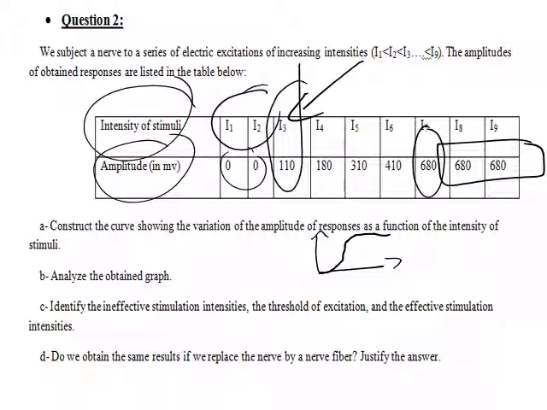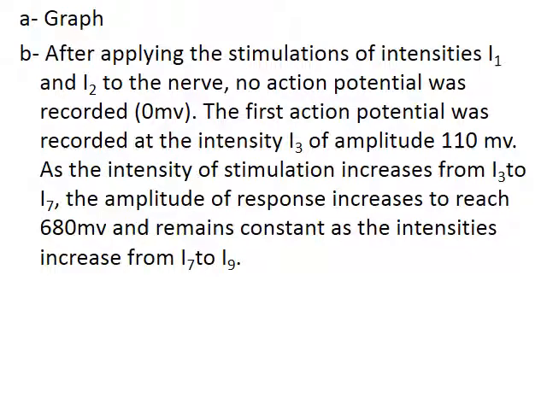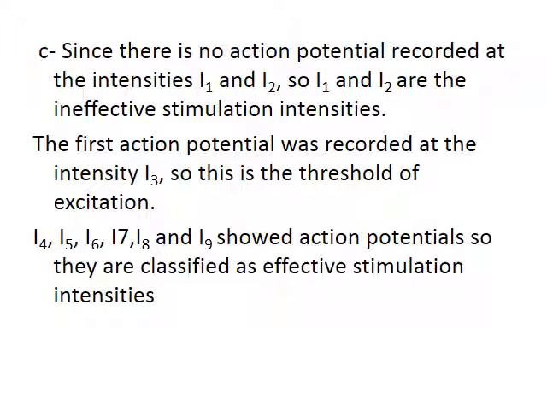Do we obtain the same result if we replace the nerve by a nerve fiber? Justify your answer. First, you have to go to the graph analysis. After applying the stimulations of intensities I1 and I2, no action potential was recorded, which is 0 millivolt. The first action potential was recorded at I3 with an amplitude of 110. As the intensity of stimulation increases from I3 to I7, the amplitude of response increases to reach 680 millivolts, and it remains constant as the intensity increases from I7 to I9. This is the analysis.